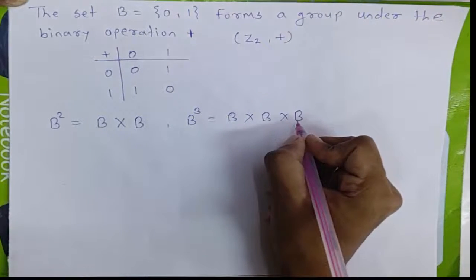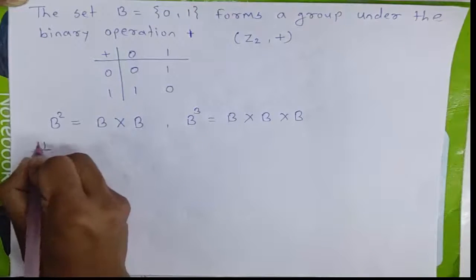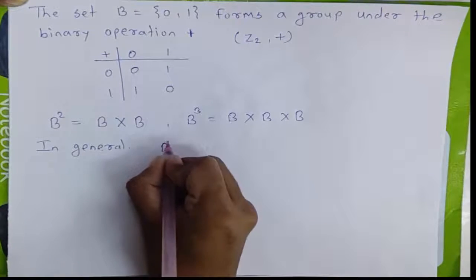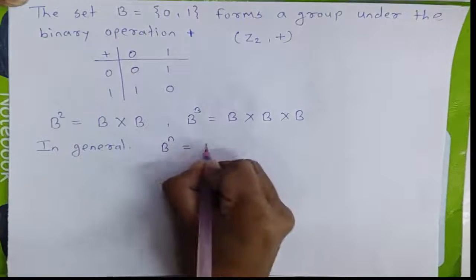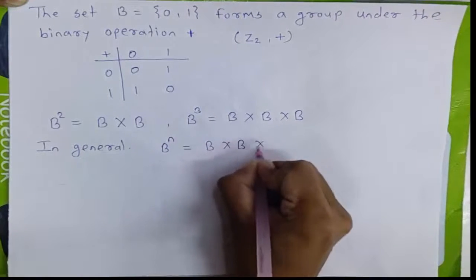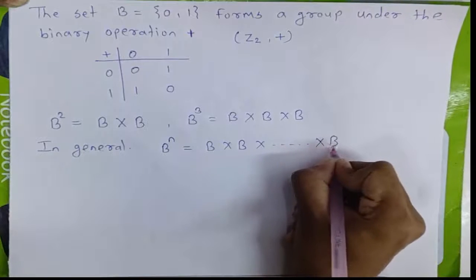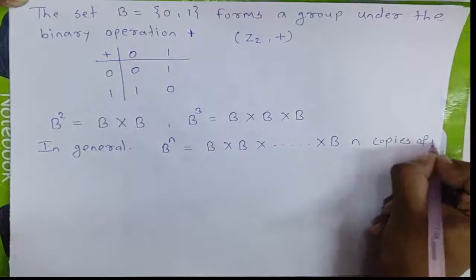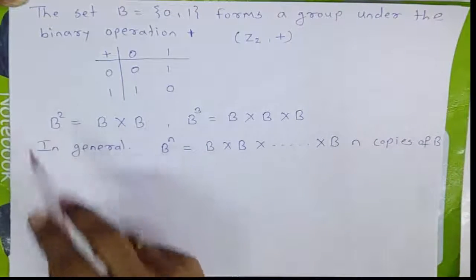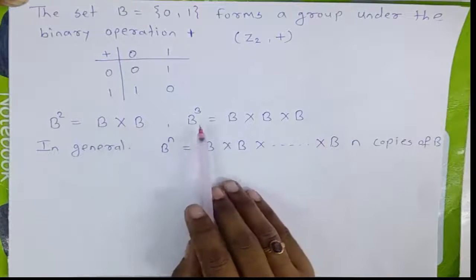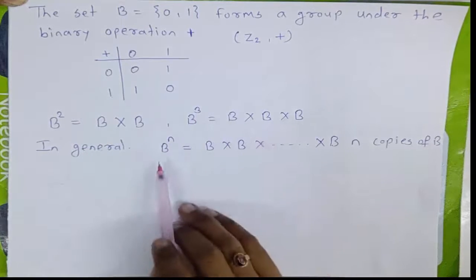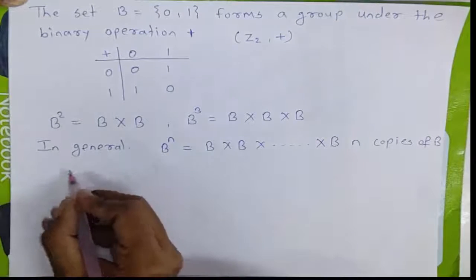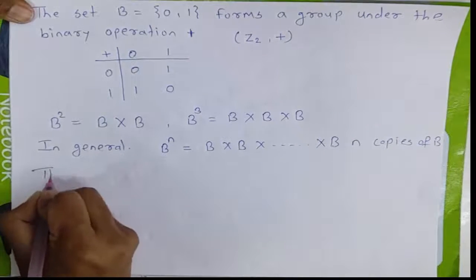That is 3 copies of B. So in general, B raised to N is nothing but B into B into so on up to B, N copies of B. So all of you get it, B square is nothing but 2 copies of B. B cube is nothing but the 3 copies of B, and B raised to N is nothing but the N copies of B.